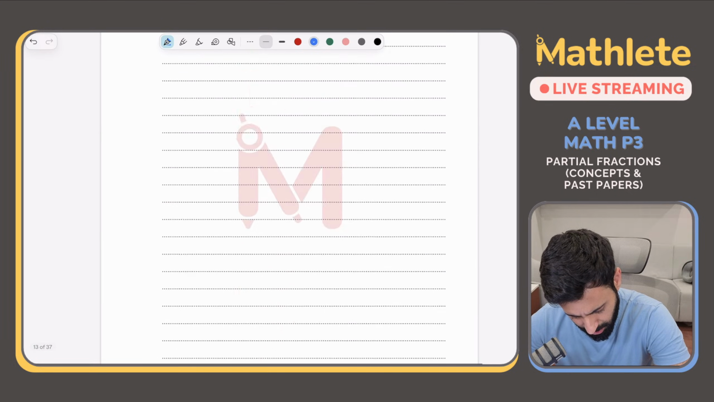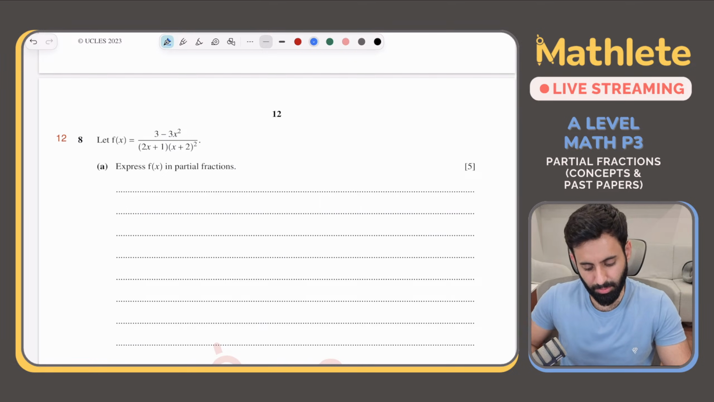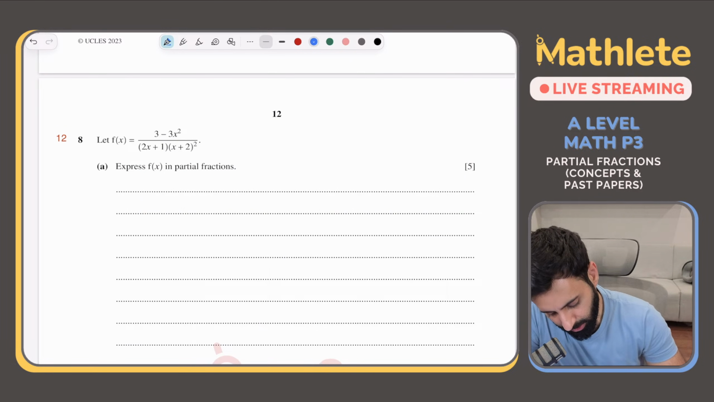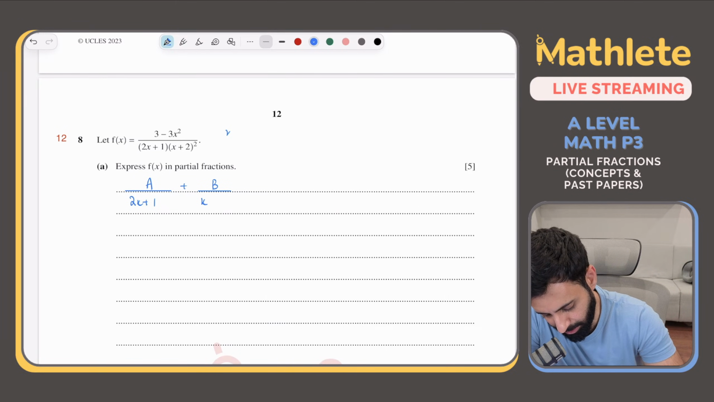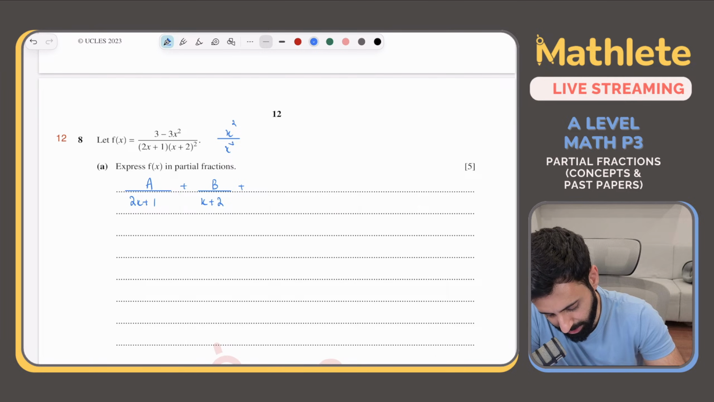So let me see if I have, yeah, let's do this. This is type 2. So this will be a over 2x plus 1 plus b over... Once again, this is an improper fraction. Why? Because the maximum power in the numerator is x squared. The maximum power in the denominator will be x cubed. So b over x plus 2 and c over x plus 2, the whole thing square.